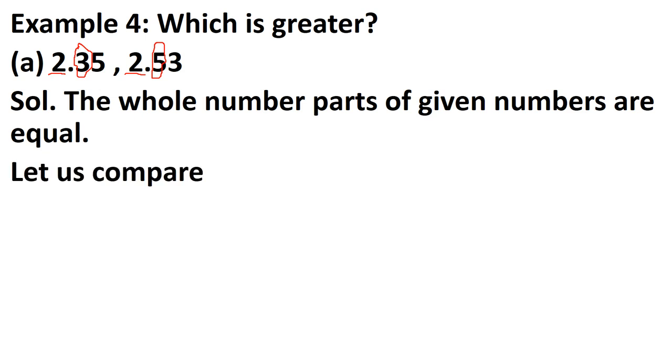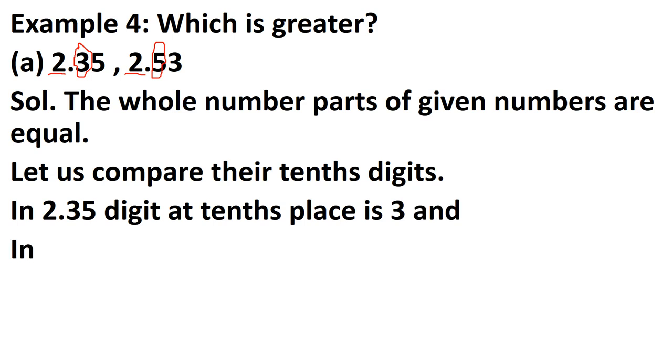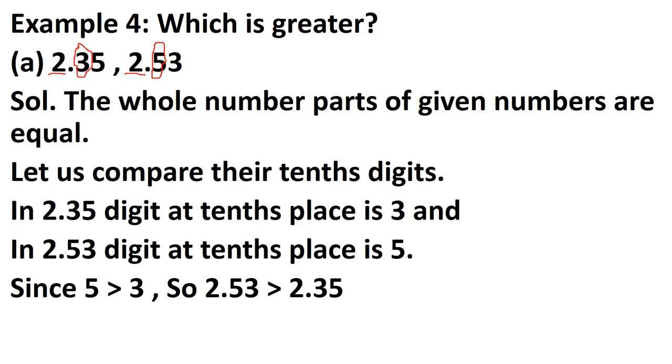Same I have written here. The whole number parts of the given numbers are equal, so let us compare the 10th digit. In 2.35, the digit at the 10th place is 3, and in 2.53, the digit at the 10th place is 5. Since 5 is greater than 3, 2.53 is greater than 2.35.